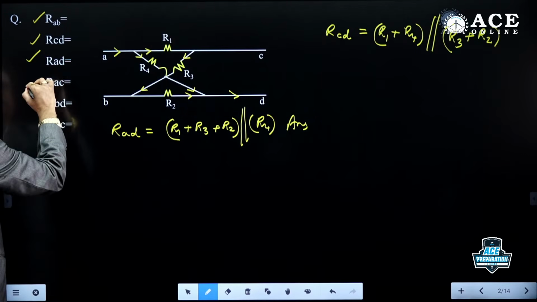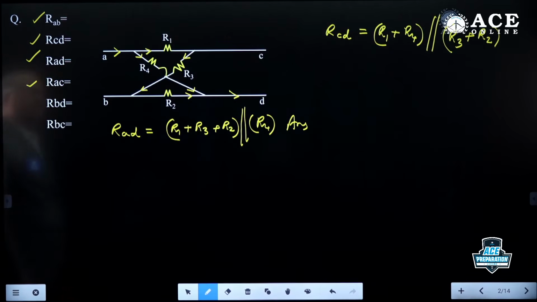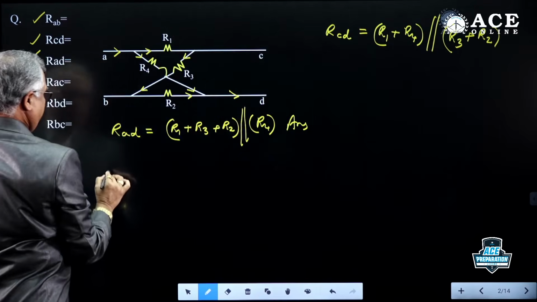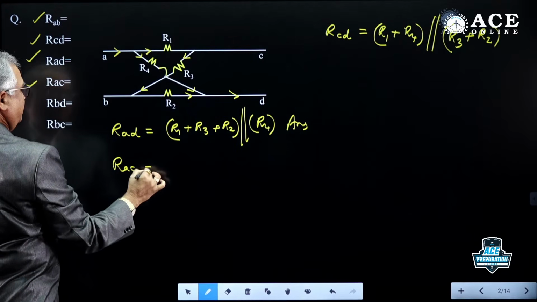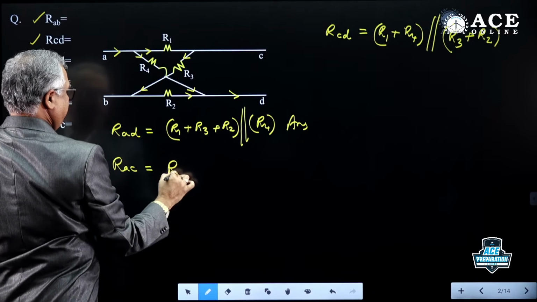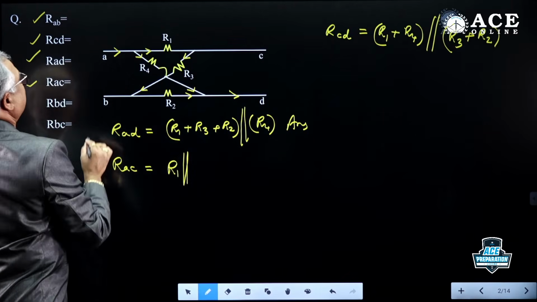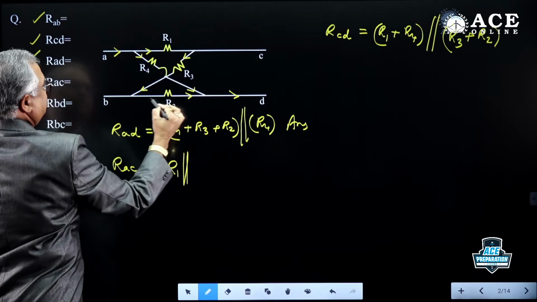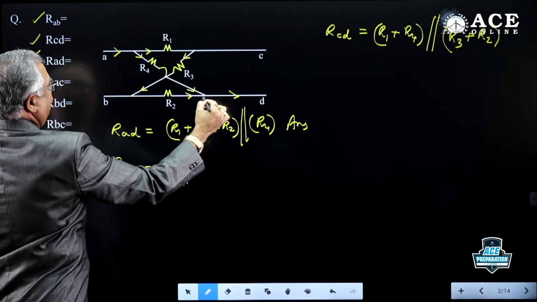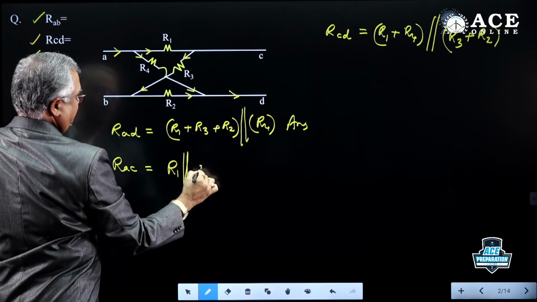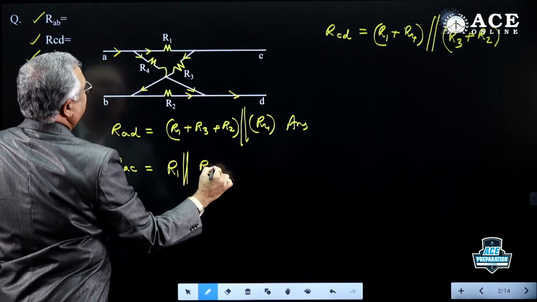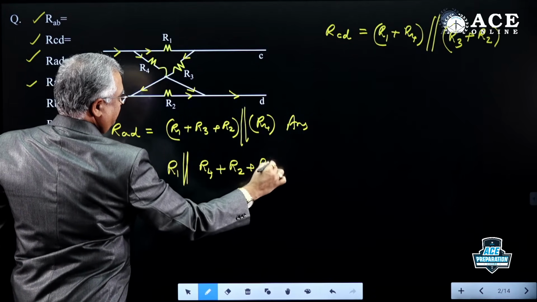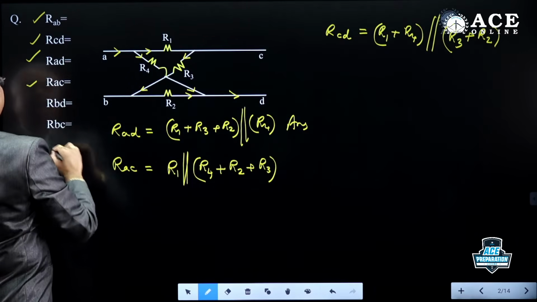In the same way, how do we find RAC? If it is RAC, A to C, this is one path, that is R1. A to C, this is straightforward, and we go like this. This is another way. So R4 plus R2 plus R3. Like that we can find the RAC.